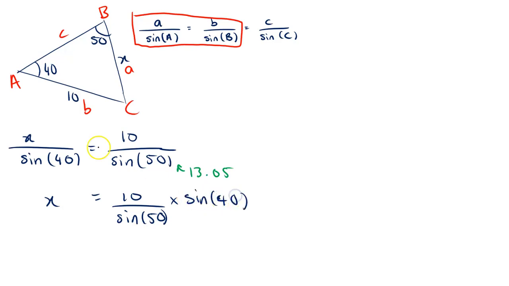So what I'm doing is I'm just taking this part here and rearranging the equation by bringing it up onto the other side and multiplying. Now, once you've got it like this, you can type that whole thing in your calculator. If you have already put this in your calculator and got 13.05, then you can just do times sine 40 to work out the final answer for X. And then you will get X as being equal to 8.39, rounded to 2 decimal places.